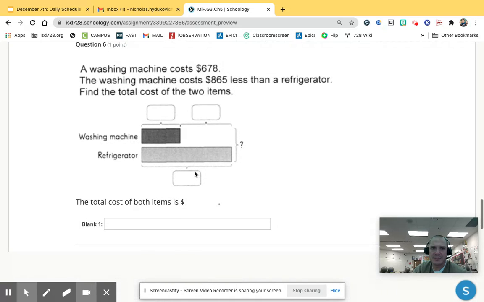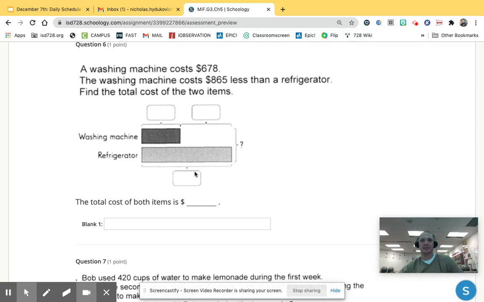Question 6. A washing machine costs $678. The washing machine costs $865 less than a refrigerator. Find the total cost of the 2 items. And again, they have their bar model and they have it labeled, but this time they're missing numbers in here. So you're going to have to figure out what numbers go where.